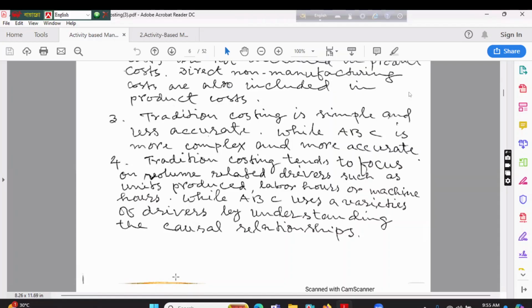Another point we can say, traditional costing is less expensive, while ABC, that means activity costing system, is more expensive than traditional costing. In this way, we can compare traditional costing or normal costing and activity-based costing or refined costing.